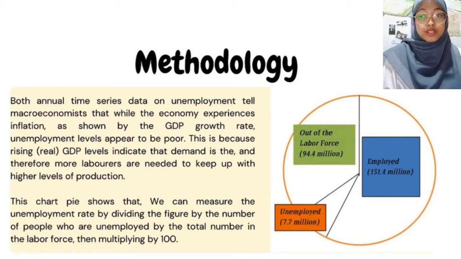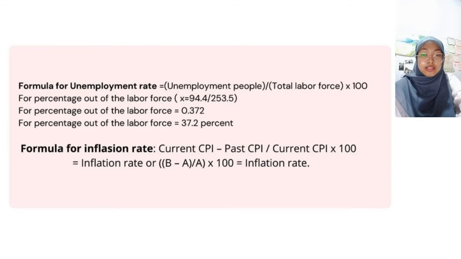This pie chart shows that we can measure the unemployment rate by dividing the number of people who are unemployed by the total number in the labor force, then multiplying by 100. You can see this is the formula for the unemployment rate and the formula for the inflation rate.